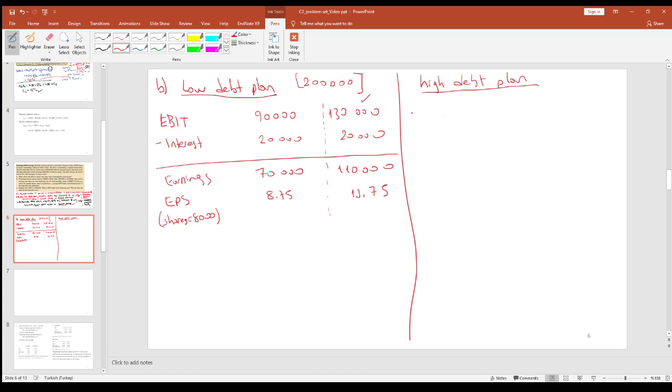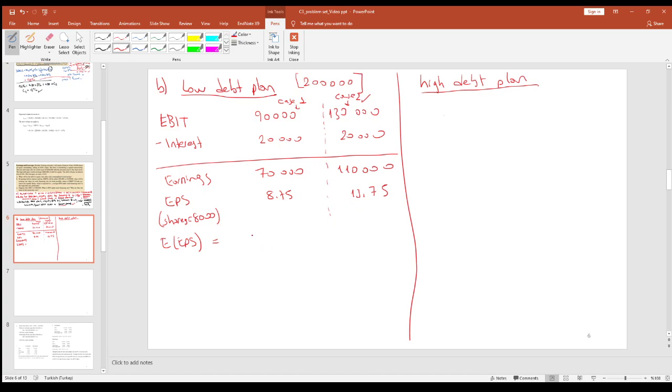In case of high debt plan, well, before moving on to the high debt plan, let me complete this part. What is the expected earning per share? Remember, this is case 1, and this is case 2. We have two situations, and the likelihood of both cases is the same, which means the probability of each of these cases occurring is the same.